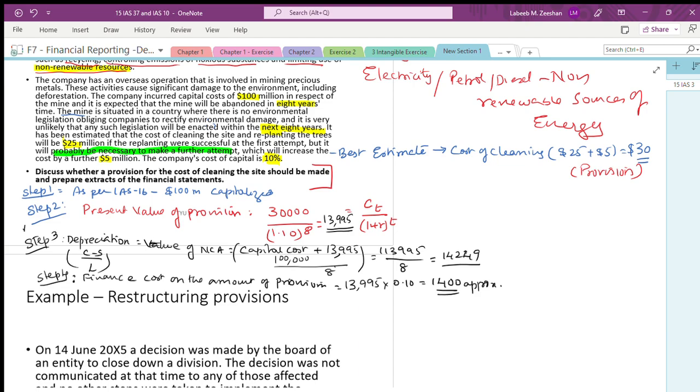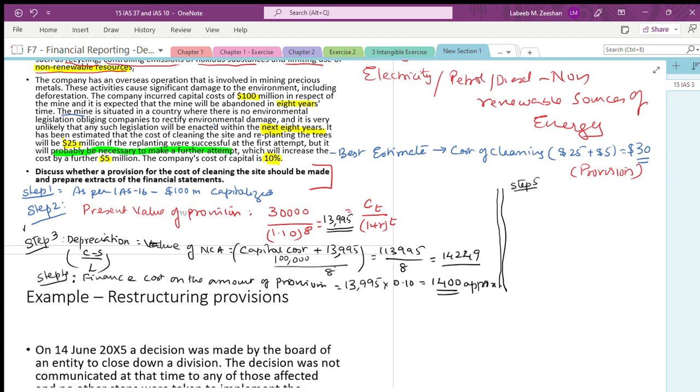Approximately. Now, you can do it directly or you can do it through the journal entries also. You can do it in both ways. I'm just doing it directly, then I will support it with journal entries. Step 5.